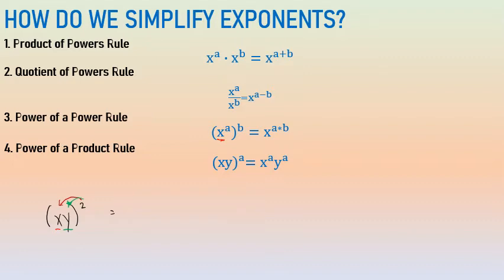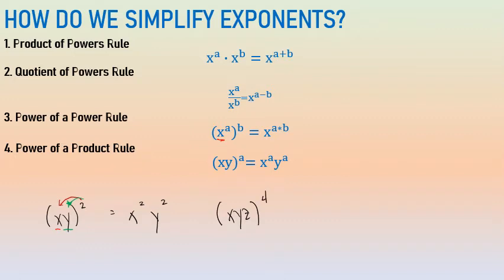So, how do we simplify this one? That will be x squared multiplied by y squared. Again, two different bases being raised to an exponent. Okay? What if ganito naman? xyz raised to 4. Diba?